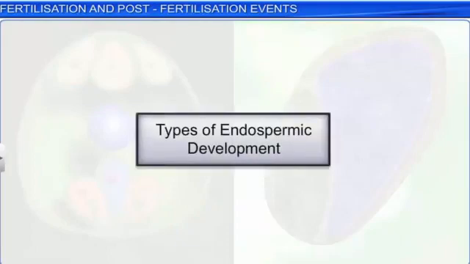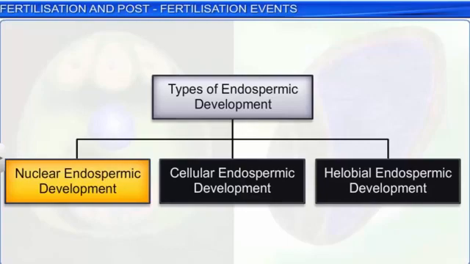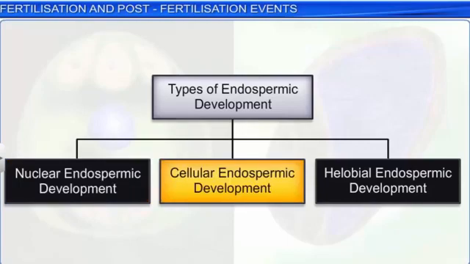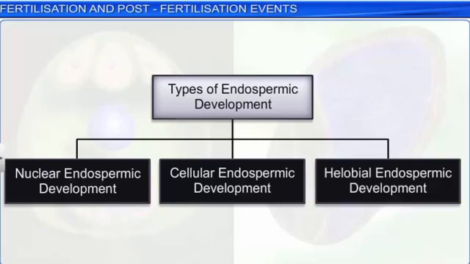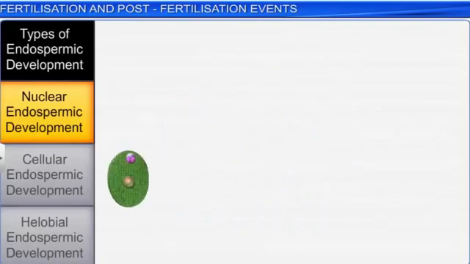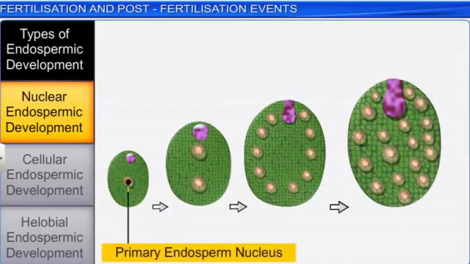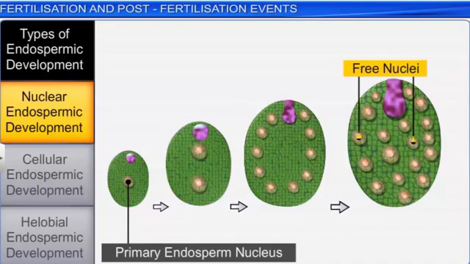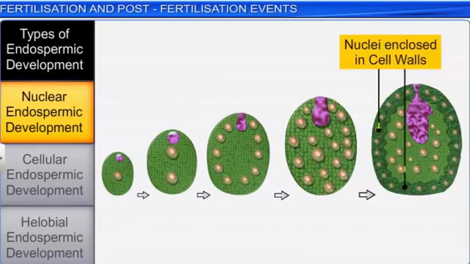Endospermic development is of three types: nuclear endospermic development, cellular endospermic development, and halobial endospermic development. In nuclear endospermic development, which is the most common type of endosperm development, the primary endosperm nucleus divides mitotically and forms free nuclei. This division is sometimes followed by cytoplasmic divisions from the periphery.